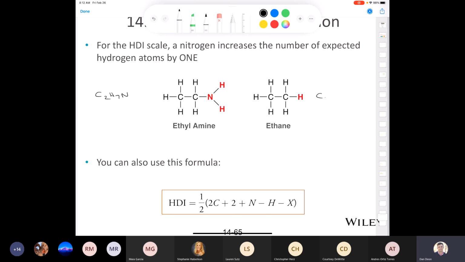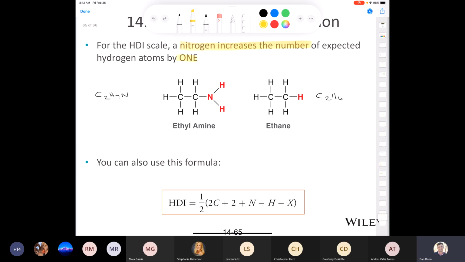So you could treat it as if it was C2H6, right? Again, let me rephrase that because I don't think I said it right the first time. The nitrogen increases the number of expected hydrogen atoms by 1. So you have to lose 1, okay? And you see that this formula is, again, CnH2n plus 2.